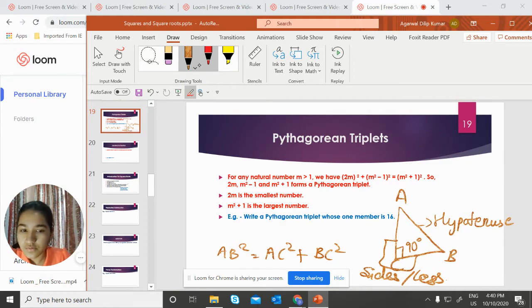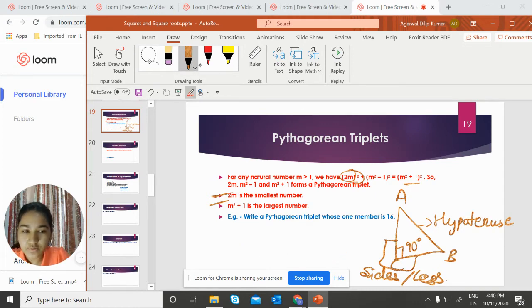Right. So for any rational number m which is bigger than 1, we have (2m) square plus (m square minus 1) whole square is equal to (m square plus 1) whole square. That means 2m is the smallest number, and m square plus 1 is the largest number. Remember this, okay? So let's take an example and understand how it goes.